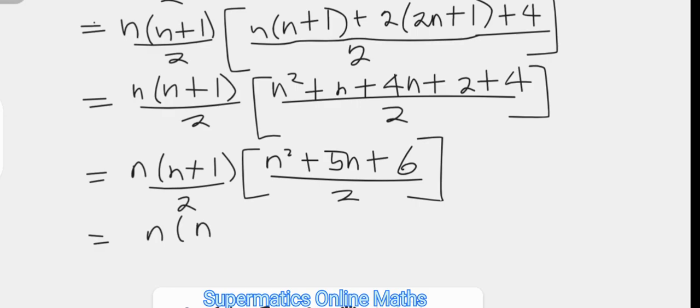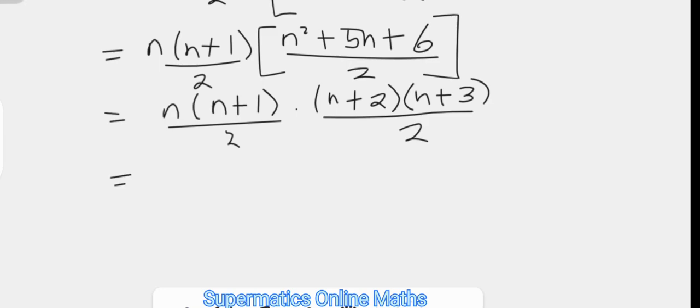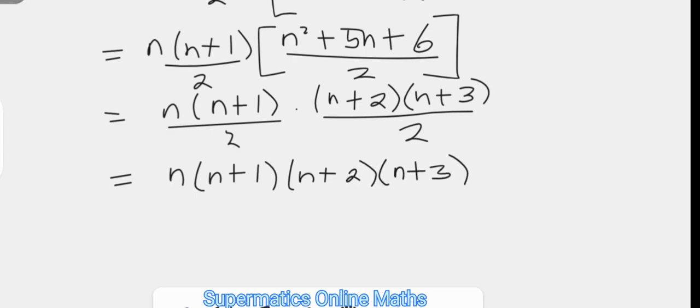n over (n plus 1) over 2 times (n plus 2)(n plus 3) over 2, finally becoming n times (n plus 1) times (n plus 2) times (n plus 3) over 4. That's the sum of the series up to the nth term.